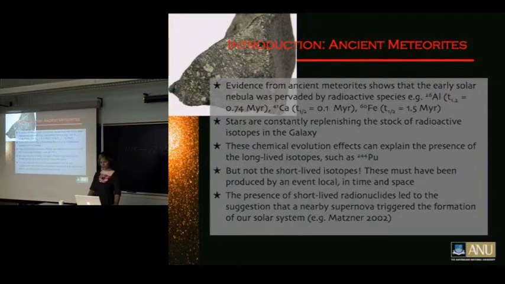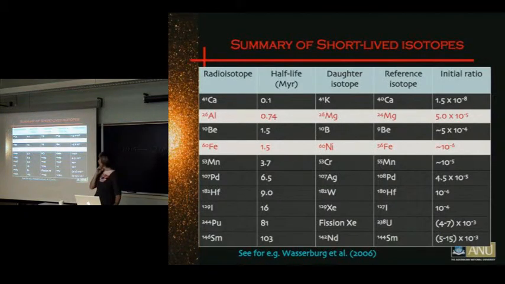Certainly the presence of short-lived nuclides is one piece of evidence that's led to the suggestion that a nearby supernova triggered the formation of our solar system. This is a summary of some of the short-lived isotopes found. It's not a comprehensive list. They go from increasing half-life, starting from calcium-41 to samarium-146. I'm showing the isotope, its half-life in megayears, the daughter isotope, which is what it decays into, the reference isotope, which is the stable isotope we measure it against in a meteoritic sample, and then the initial ratio. So, for example, for calcium-41, the calcium-41 to 40 ratio was inferred to have been 1.5 times 10 to the minus 8.